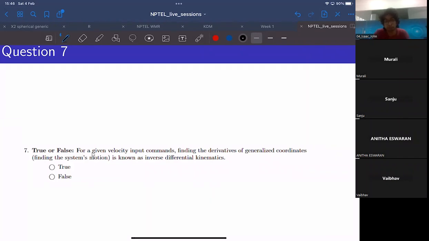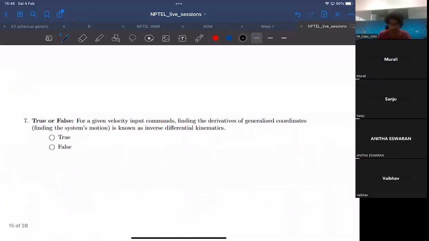So moving on to the question. For a given velocity input command, finding the derivative of generalized coordinates, or in other words, finding the system's motion, is known as inverse differential kinematics. Is this true or false? Murali, can you answer this? Murali says it's false. Sanju, Vaibhav, Anita, do you have a difference of opinion?